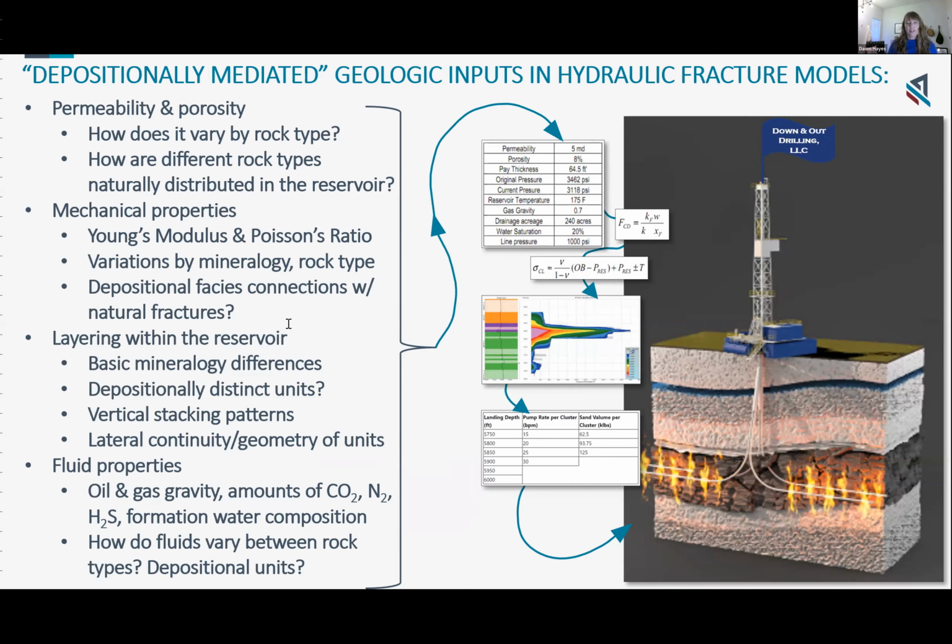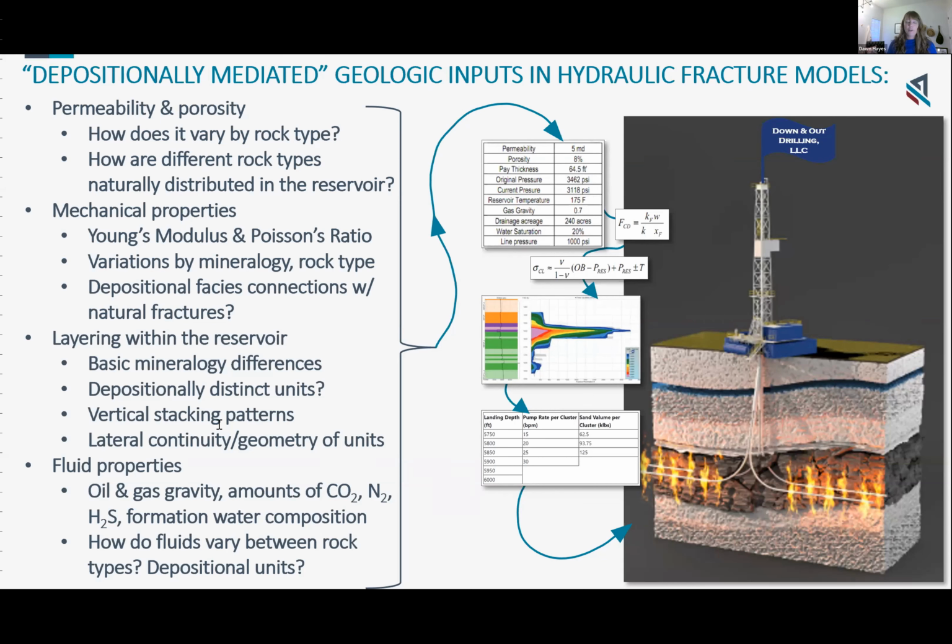Layering within the reservoir is definitely one of the, I guess, most important things that is mediated by deposition. So what are the basic mineralogy differences in your units that you're putting into the model? Are they depositionally distinct? Are they formed from really different types of processes? Can you separate them into distinct units? What do the vertical stacking patterns look like? You know, how thick are the beds and how do they change? And then, of course, the lateral continuity or geometry and shape of those units is really important in our models.